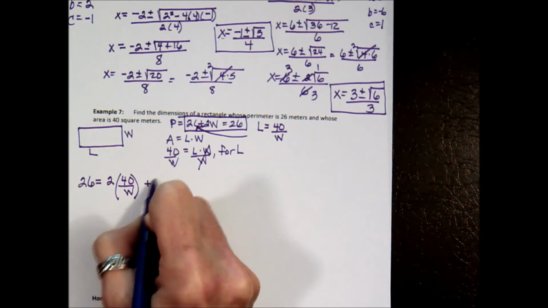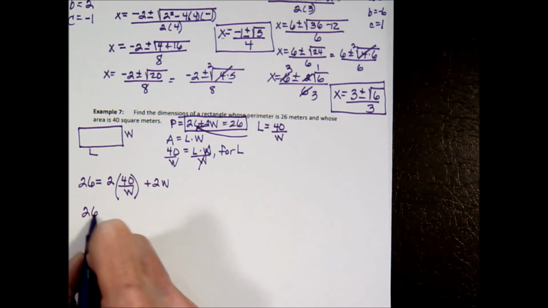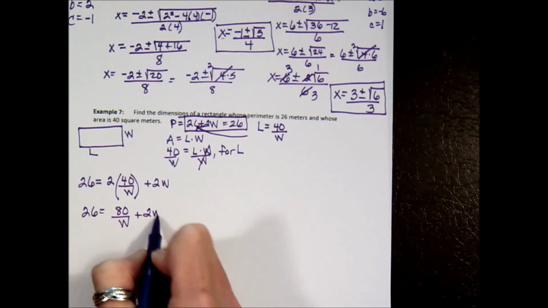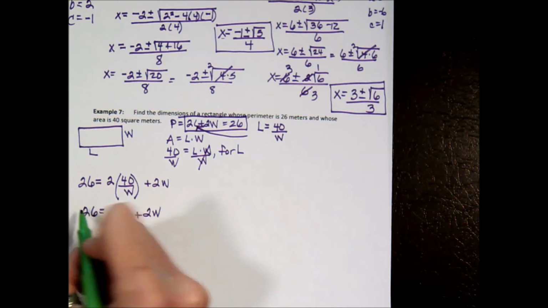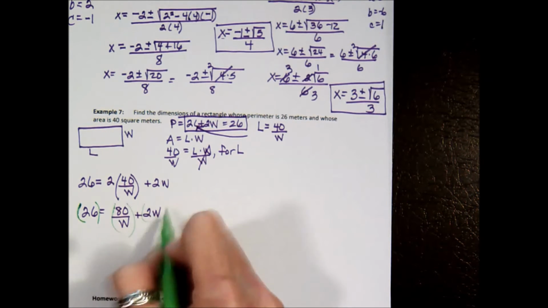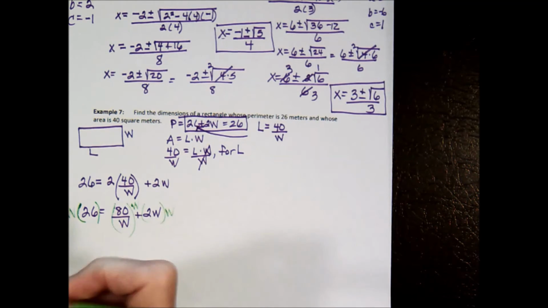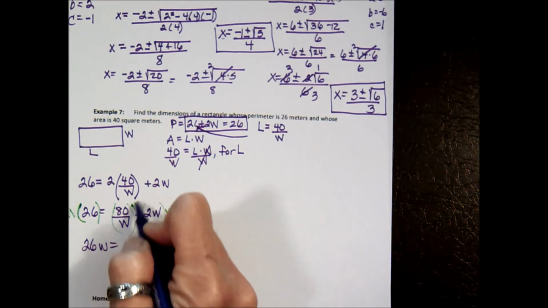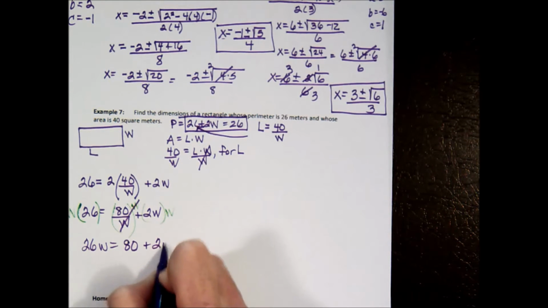plus 2W. Now we need to clean this up. So 26 equals 80 over W plus 2W. Now I need to clear my fraction of its denominator. So I'm going to put each term in parentheses, and I'm going to multiply by the LCD of W. That's what the LCD is. What's going to happen is I'm going to get 26W, those cross cancel, equals 80 plus 2W squared.